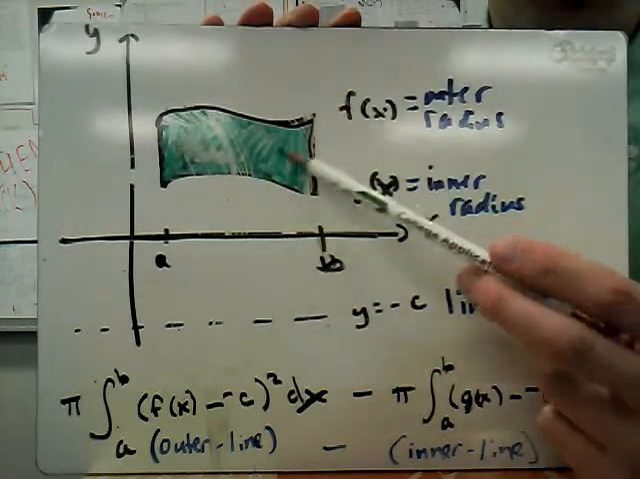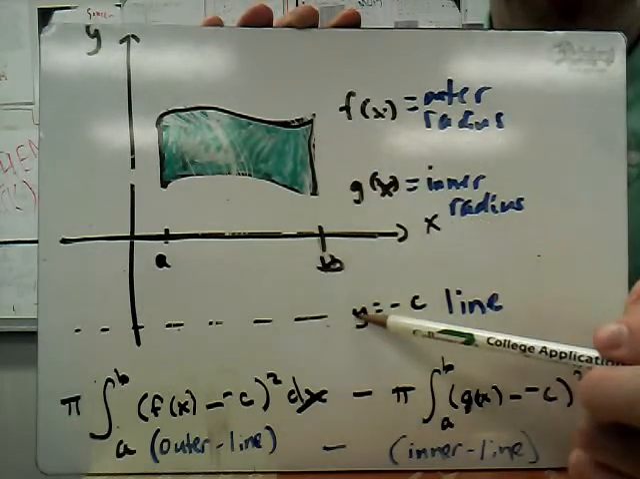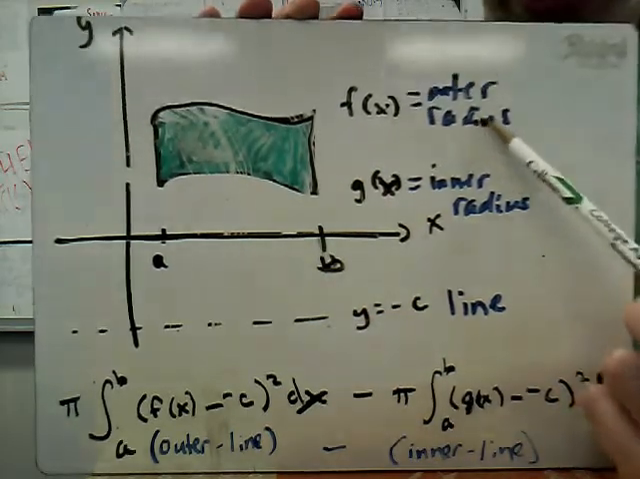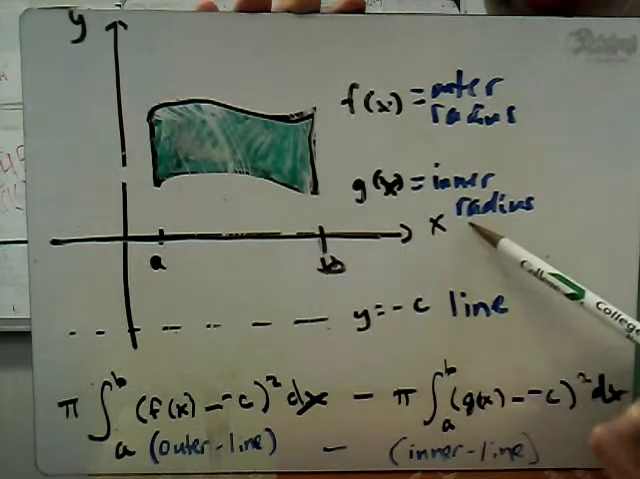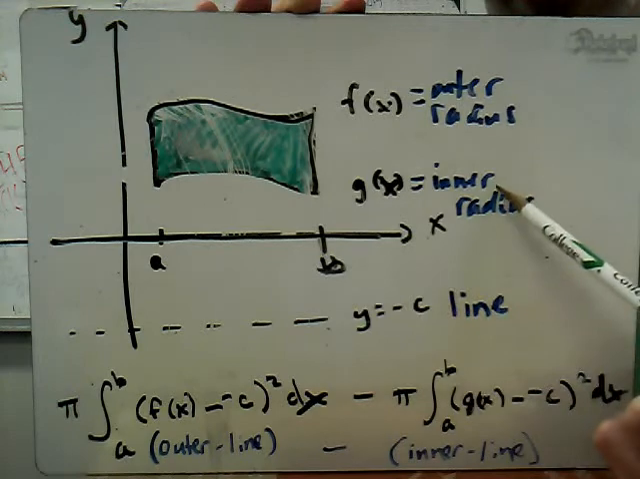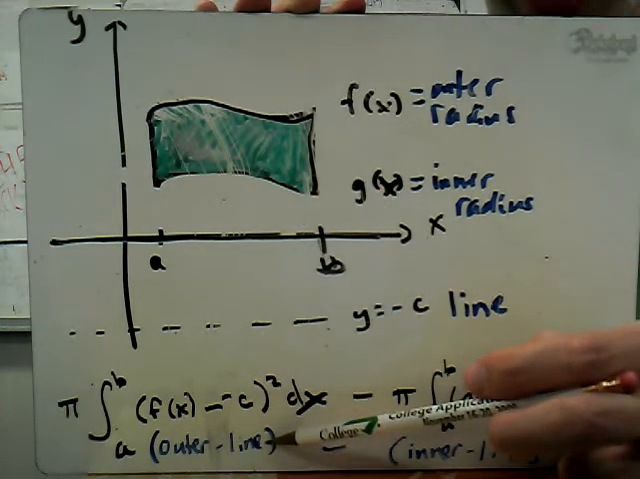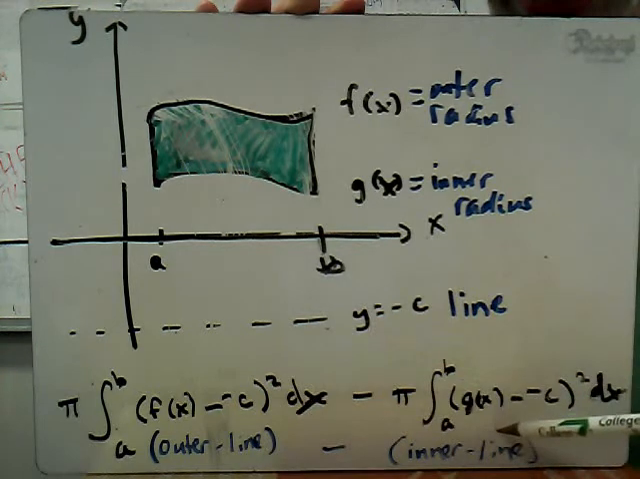What we need to consider, f of x is the function that's farthest away from the line. It will be called the outer radius. G of x is the function that's closest to the line y equals negative c. It's called the inner radius. Always, we want to do outer radius first in our integrals and inner radius second.